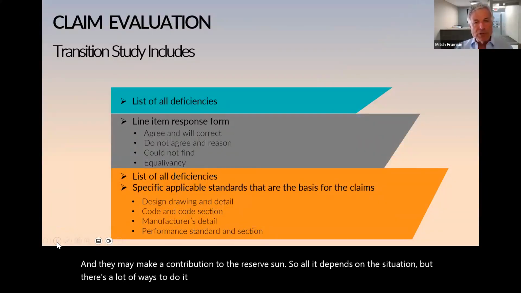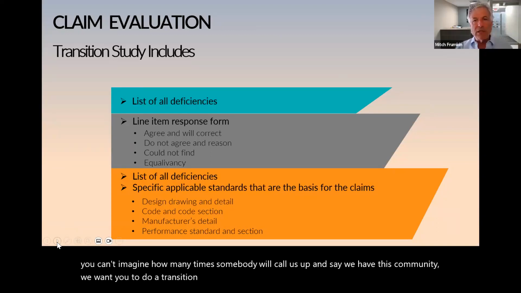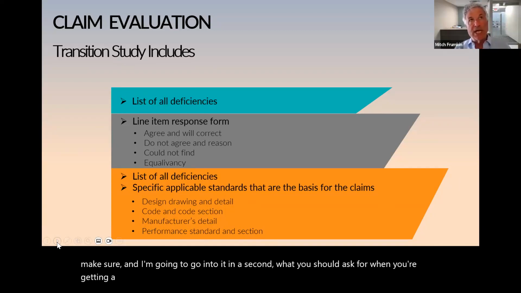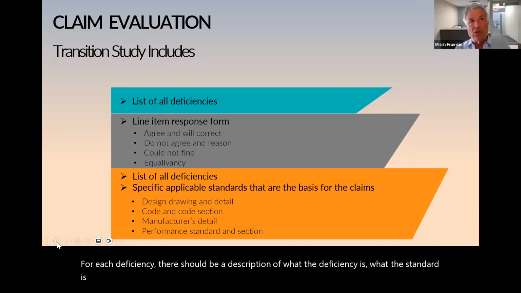Very important: when you're soliciting a transition study, you can't imagine how many times somebody will call us up and say, we have this community, we want you to do a transition study, but they don't tell us what they want. So you have to make sure, and I'm going to go into it in a second, what you should ask for when you're getting a transition study, such as a list of all the deficiencies. For each deficiency, there should be a description of what the deficiency is, what the standard is, design detail, code, manufacturers, all the stuff Melissa spoke about.